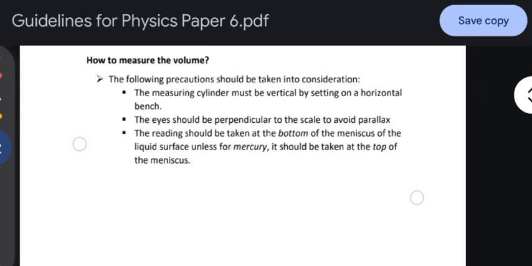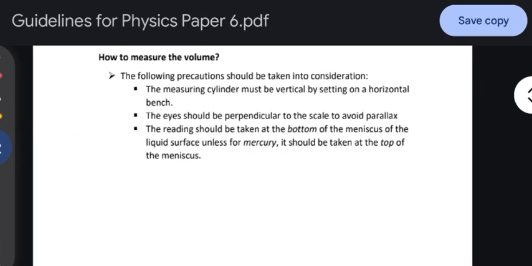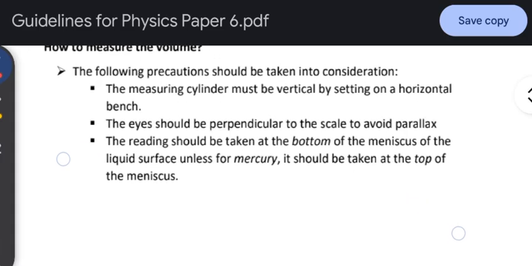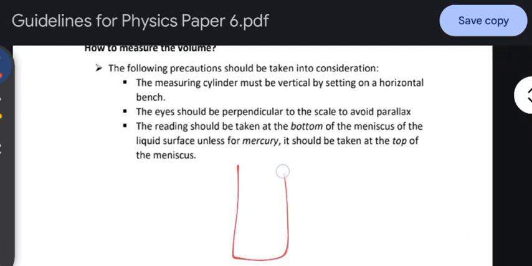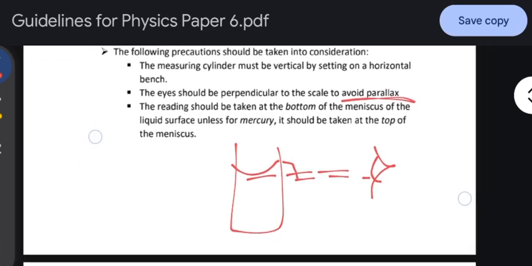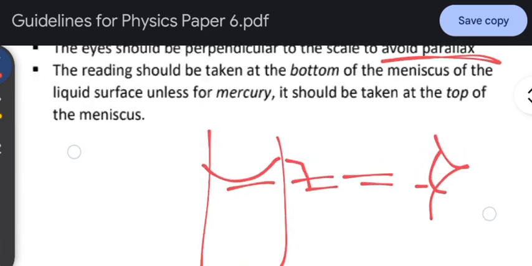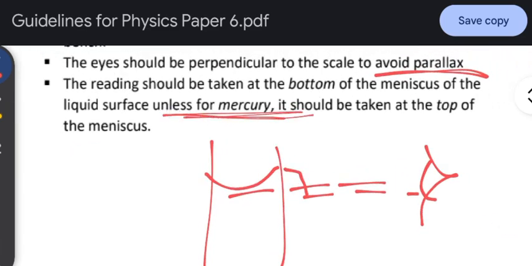All right. Now, how to measure the volume? The following precautions should be taken into consideration. The measuring cylinder must be vertical, sitting on a horizontal bench, okay? And then you will, of course, read at the bottom of the meniscus, and the eye level should be perpendicular. This is where you keep your eye level. Perpendicular should be 90 degrees, to make it accurate here, okay? And then avoid parallax error. As I told you, parallax error is a very simple thing you can write for most of the questions and get marks easily. Okay, the reading should be at the bottom of the meniscus for liquids, except for mercury. Please remember this. It should be taken at the top of the meniscus for mercury.